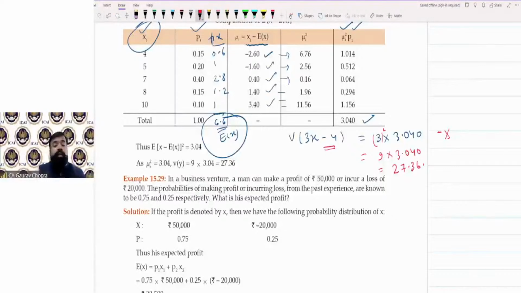So in the standard deviation chapter, or we can say dispersion chapter, we have done the formula that sigma y is equal to mod b into sigma x. But if we require the variance sigma y square, then we have to multiply them. So it will be like mod b square and then multiply by sigma x square. So after squaring, you will get the answer. So same is the case here.